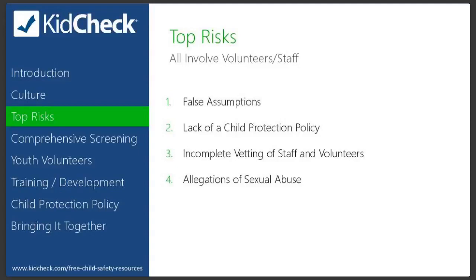Oftentimes, a huge risk is a lack of a child protection policy. Now, we'll talk a little bit about that later on, but that's a whole other webinar in how you define and design your child protection policy. But that is a big risk if you don't have one. The third one, of course, what we're talking about today is incomplete vetting. If you're partially vetting people, but yet you're putting them over your most vulnerable, that puts you in a high-risk situation. And then the last but not least, I don't think it's lost on anyone. Everything that we see in the news today really speaks to allegations of sexual abuse. They are a huge risk to any organization focused on children and youth. So those are the top risks I wanted to highlight.